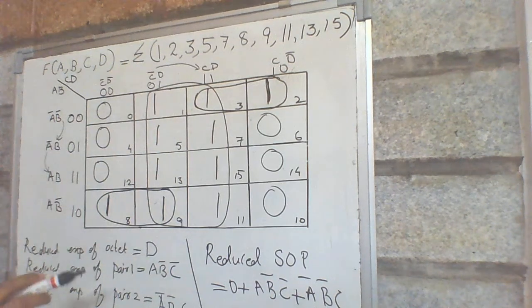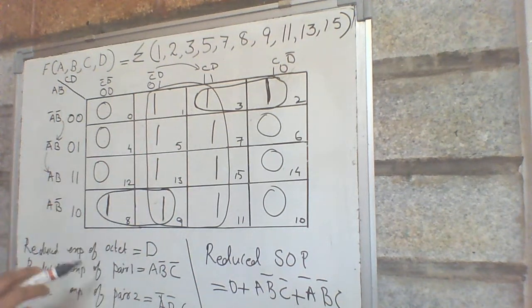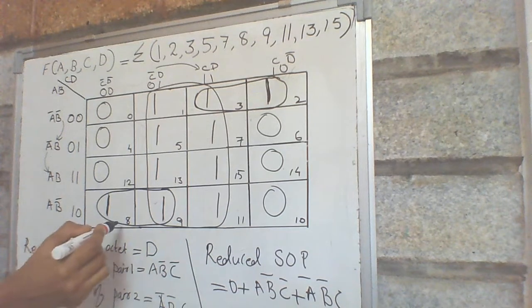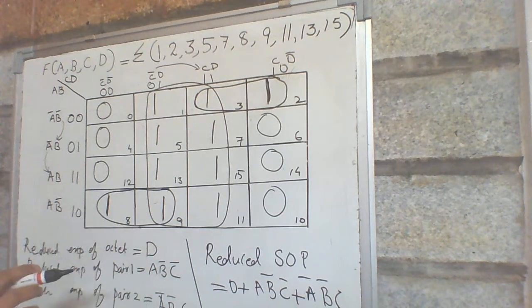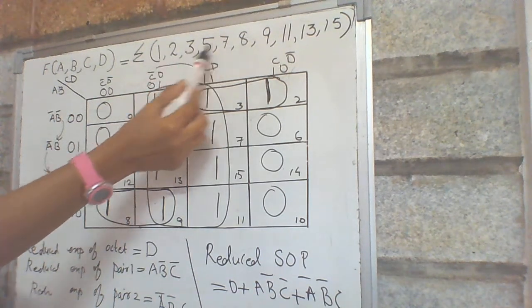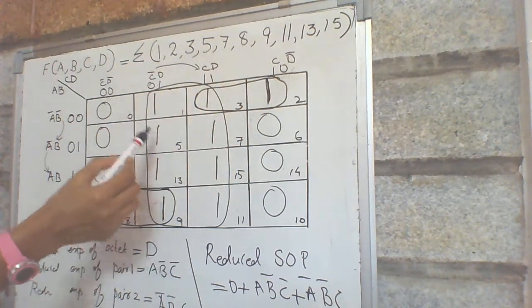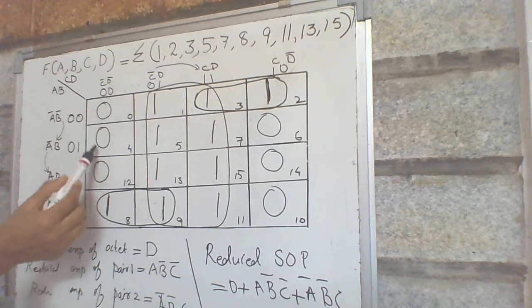First row is 0, 1, 3, 2. Second row is 4, 5, 7, 6. Third one 12, 13, 15, 14. Last row is 8, 9, 11, 10. First, you have to write those numbers with a pencil in small size at the bottom right corner of each cell. Then check the question, and in these cells you have to put 1. In the remaining cells you can write 0.